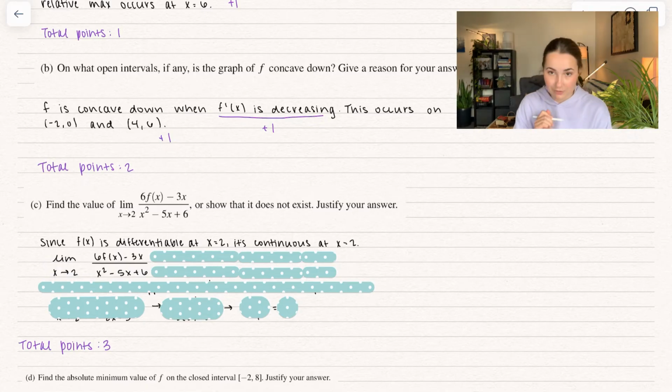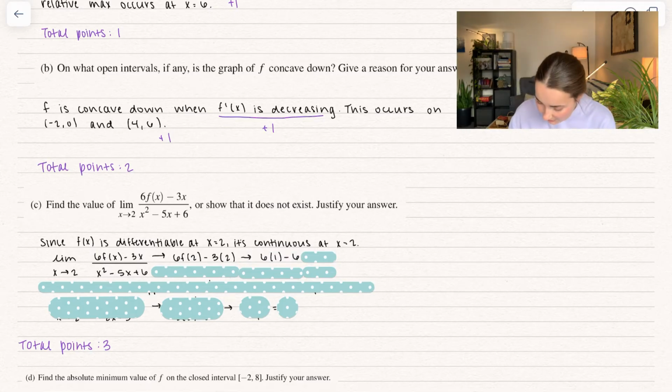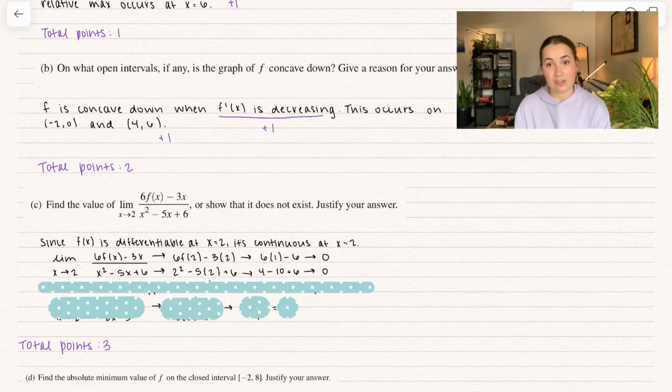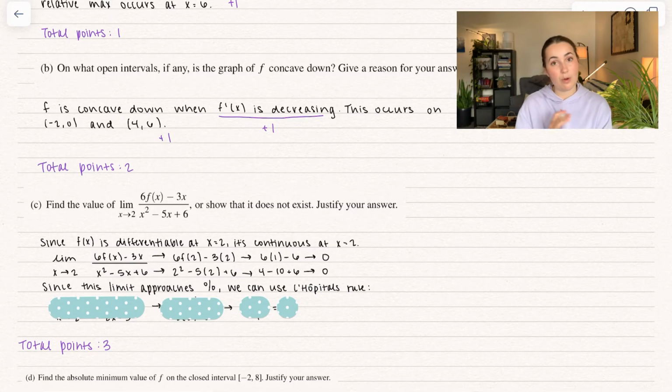So let's go ahead and try to evaluate this limit. We're going to look at the top first. We're going to try to plug in 2. And remember, it gave us that f of 2 was equal to 1. So here we get 6 minus 6, which is equal to 0. So the numerator is going to approach 0. Now in the denominator, we can just plug in 2. So we get 2 squared minus 5 times 2 plus 6. That's equal to 4 minus 10 plus 6, which also goes to 0. So notice here the numerator and the denominator approach 0 over 0, which is going to be indeterminate form.